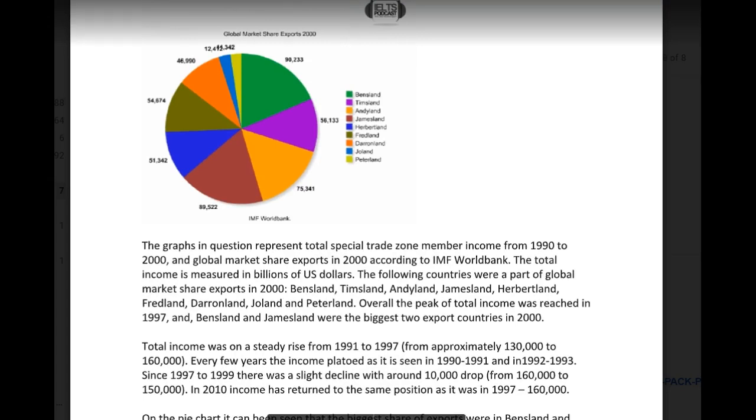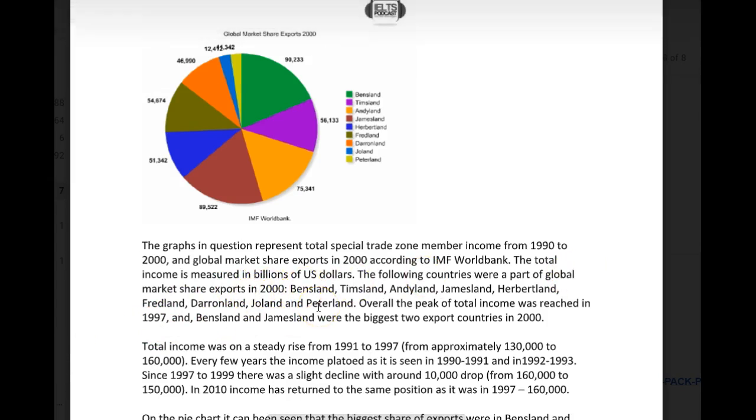The graphs in question represent total special trade zone member income from 1990 to 2000 and global market share exports in 2000 according to IMF World Bank. All right, good. The total income is measured in billions of US dollars. The following countries were part of the global market share exports 2000. Okay, good. I'm glad you mentioned them all. That was a smart thing to do.